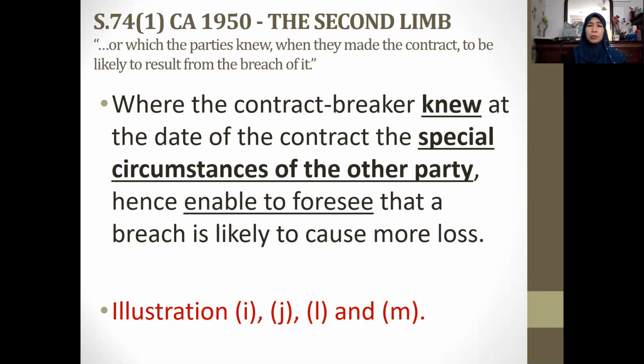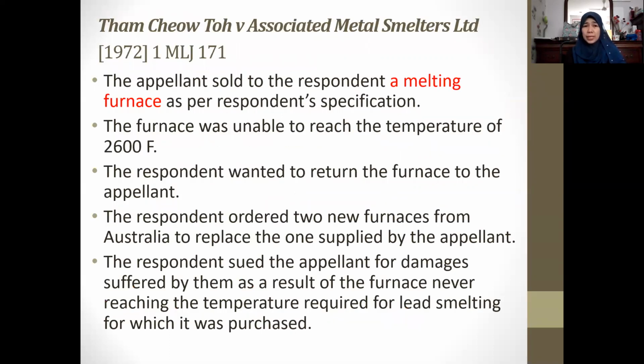So who breached the contract in this case? A. B is supposed to pay C, but B can claim from A, the one who breached the contract. Why? Because A knew the requirement, the warranty that he gave to B, and B then gave the warranty to C. You can read illustrations I, J, and L on your own to see the application of the second limb of section 74, subsection 1. We go to the case law now.